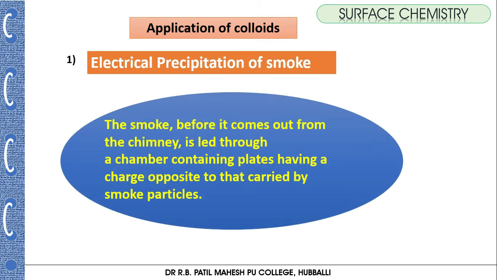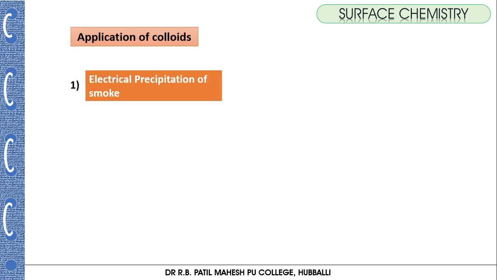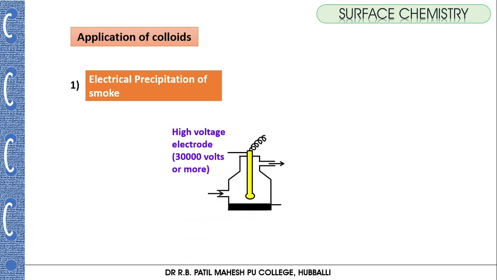So what happens, students? The smoke, before it comes out from the chimney, is led through the chamber containing plates having charge opposite to that carried by the smoke particles. As a result of it, these colloidal dust particles or smoke particles get attracted by the electric field and they are adsorbed. And this process is called electrical precipitation of smoke.